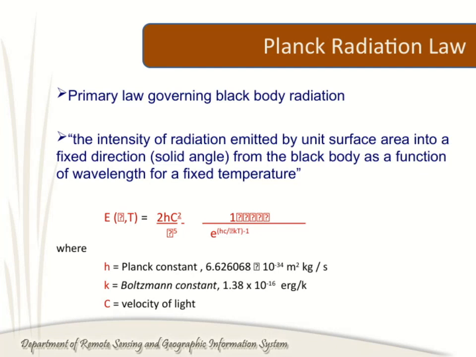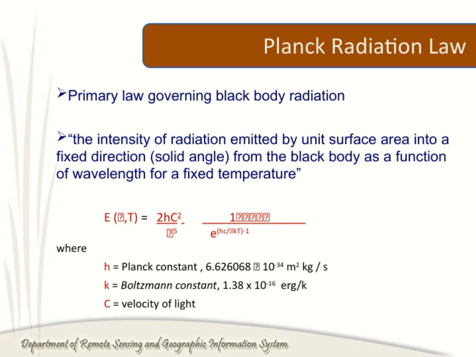Let's take a closer look at this equation, which is known as the Planck radiation law. It describes the intensity of radiation emitted by a black body per unit surface area into a specific direction, or solid angle, depending on the wavelength and temperature. On the left side, E lambda T represents the spectral radiance, essentially how much energy is emitted at a particular wavelength lambda and temperature T. The right side of the equation involves several constants: h, which is Planck's constant, k, Boltzmann's constant, and c, the speed of light.